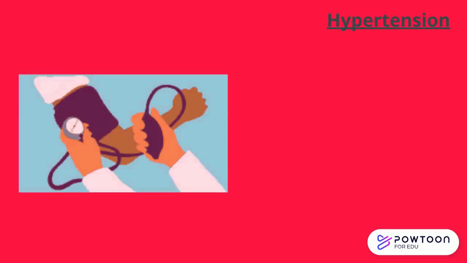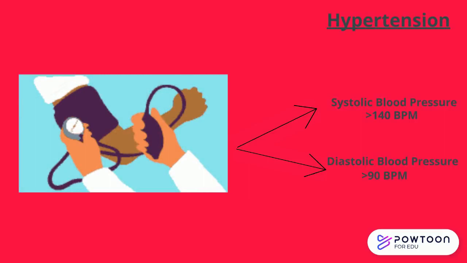Another risk factor associated with cardiovascular disease is hypertension. Hypertension is classified as a systolic blood pressure of 180 or higher and a diastolic blood pressure of greater than 120. High blood pressure makes the arteries less elastic, which decreases the flow of blood and oxygen to the heart.